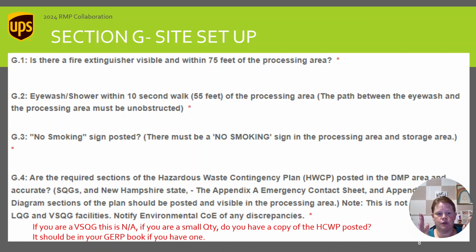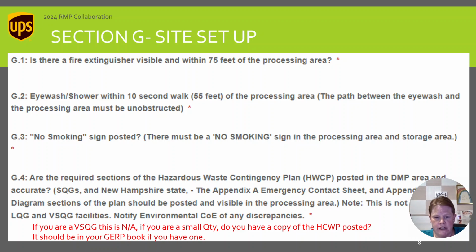You should be able to walk straight there because you know what? If you need the eyewash station, you're not going to be able to see anything. So we need to have it be unobstructed, nothing in the way. G3, no smoking sign. Do you have a no smoking sign in your processing area and your storage area? If not, they're like $7 on Coupa. Go get one ordered. And G4, do you have the required sections of the hazardous waste contingency plan posted?